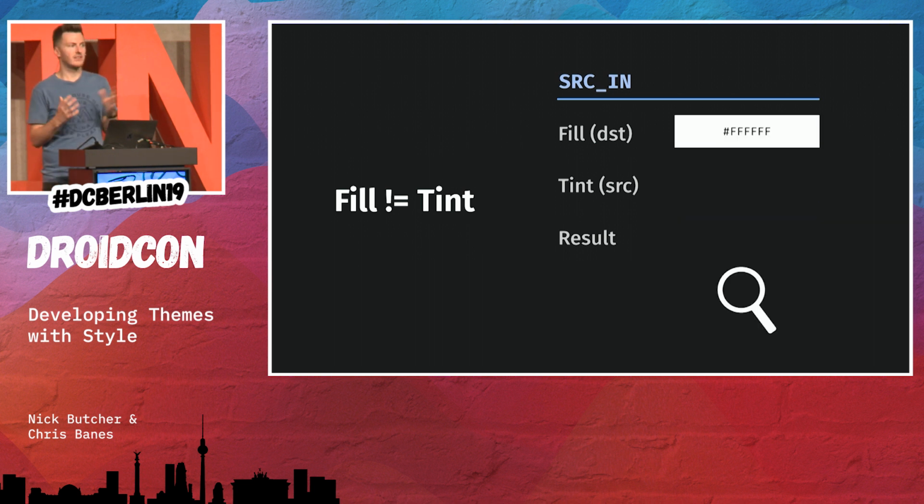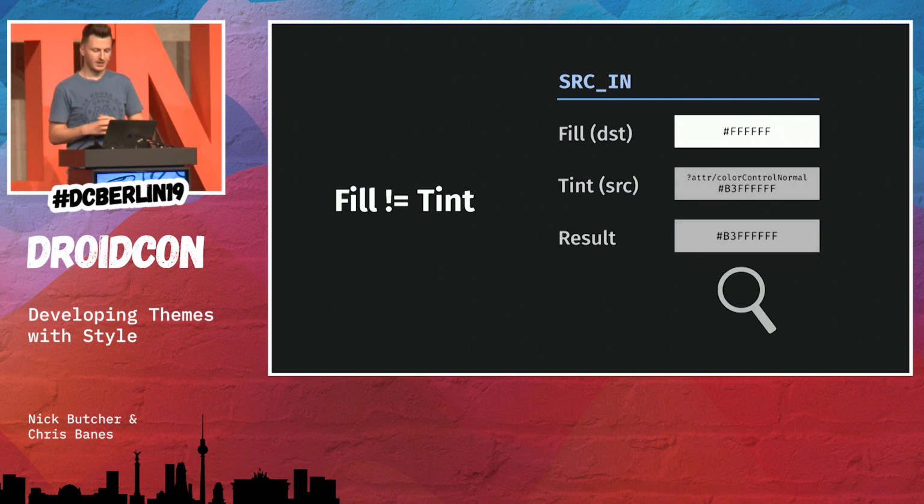Now, that may sound all theoretical, and why would anyone do this? But it's actually quite easy to do. So here we have, in this instance, a search icon, which you'll probably use on a toolbar. Now, it's filled with solid white. What you normally do is tint it using color control normal, which is an attribute the app compat and the system gives you. By default, on a dark theme, that color will resolve to 70% white.